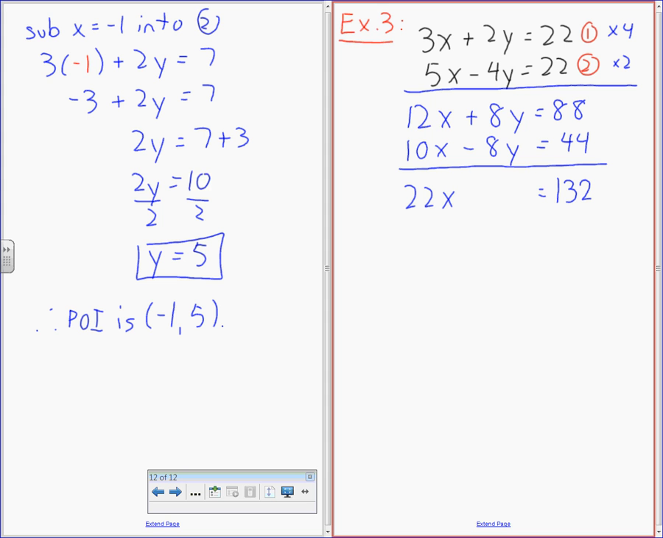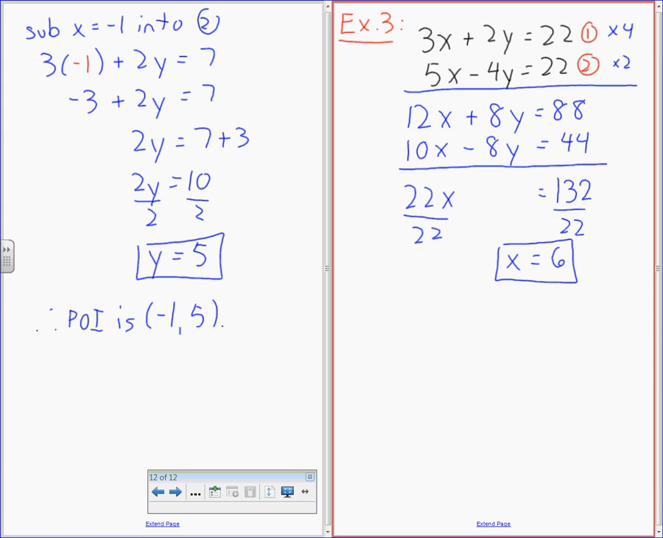The reason is, if you were to subtract, this wouldn't be 0, right? So you have to make sure that you're adding it to cancel it. Okay, Lindsay, you're not done. 132 divided by 22 for me, please. 6, great. Now, the thing I like about this, there's no fractions again.